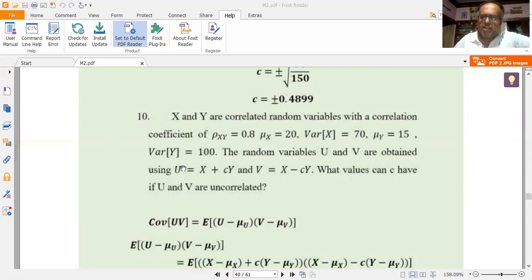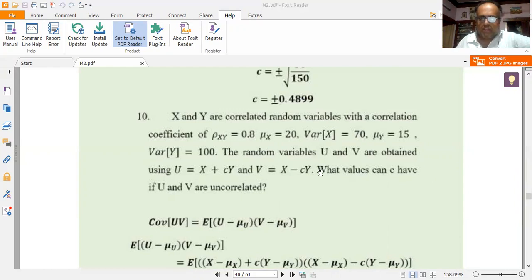X and Y are correlated random variables with the correlation coefficient rho XY equal to 0.8, mu X is equal to 20, variance of X is equal to 70, mu Y is equal to 15, and variance of Y equal to 100. The random variables U and V are obtained using U is equal to X plus cY, V is equal to X minus cY. What values can c have if U and V are uncorrelated?